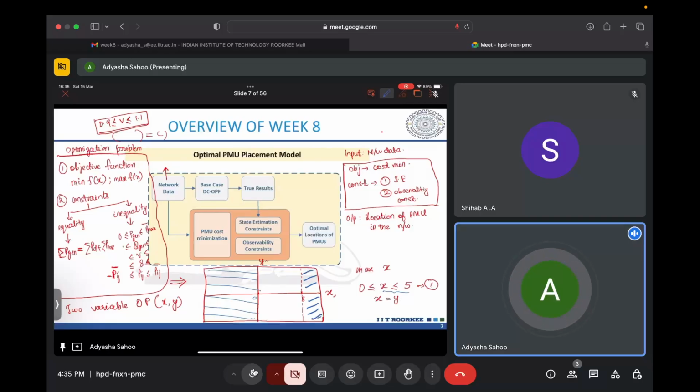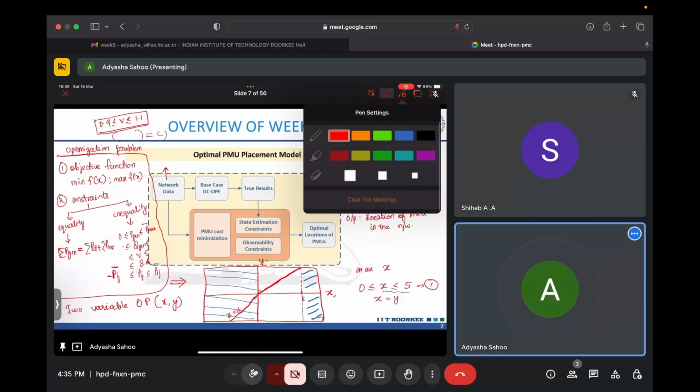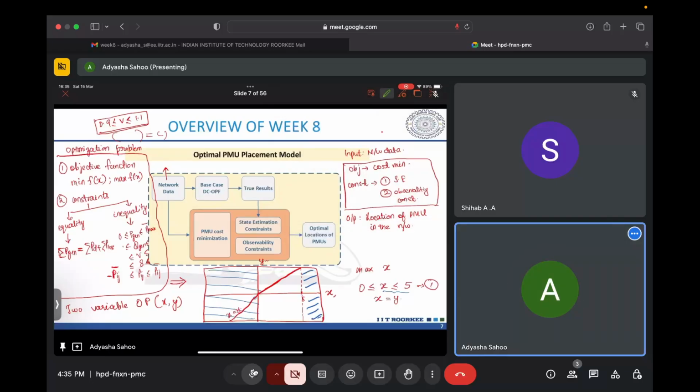And in the second equation, you are saying that X is equal to Y. So X equal to Y will give you a straight line passing through the origin. This is X equal to Y. Now, this is the equality constraint. That means your solution, whatever it is, can lie only on this line. So the rest of the regions are again cut off. This is also cut off. This is also cut off. This is also cut off.